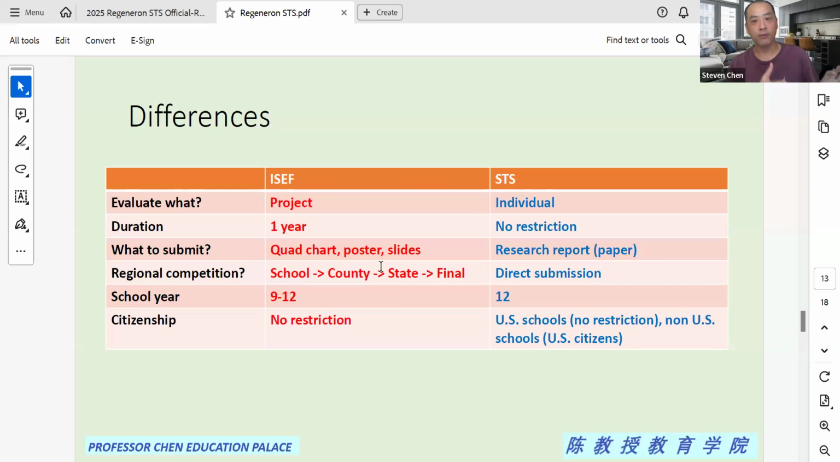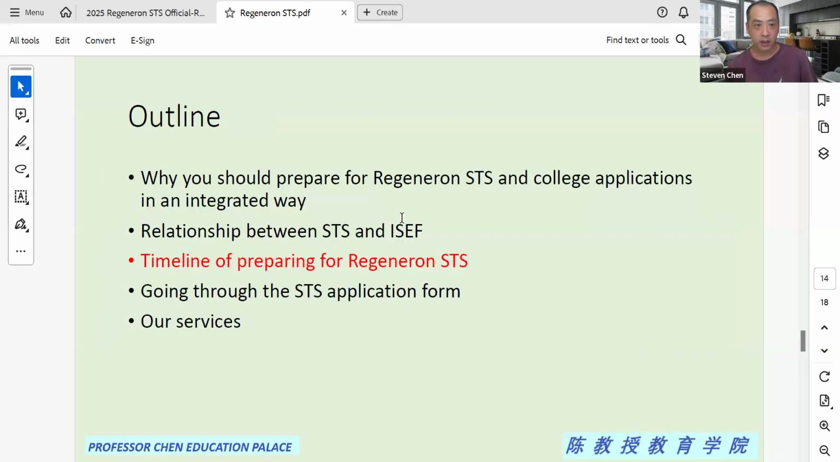Third, there were many SF projects that were done by non-US students or non-US citizens. So again, they cannot compete for STS. So in this sense, it seems that STS is not so competitive compared to SF. Okay. All right.